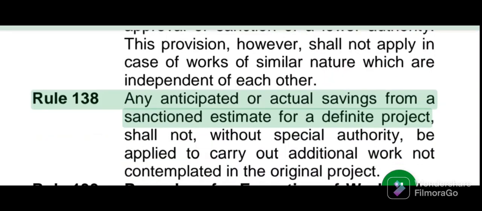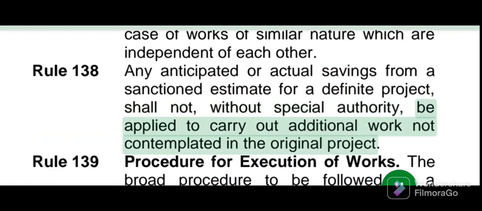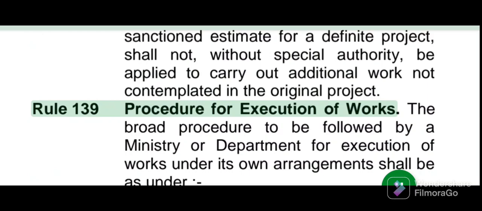Rule 138: Any anticipated actual savings from a sanctioned estimate for a definite project shall not, without special authority, be applied to carry out additional work not contemplated in the original project. Rule 139: Procedure for execution of works.